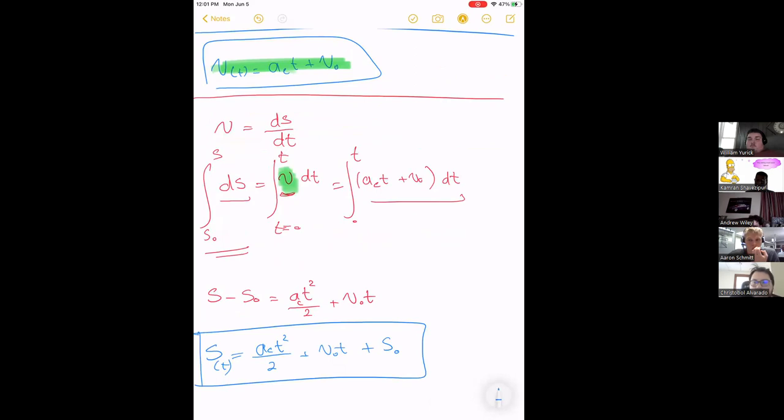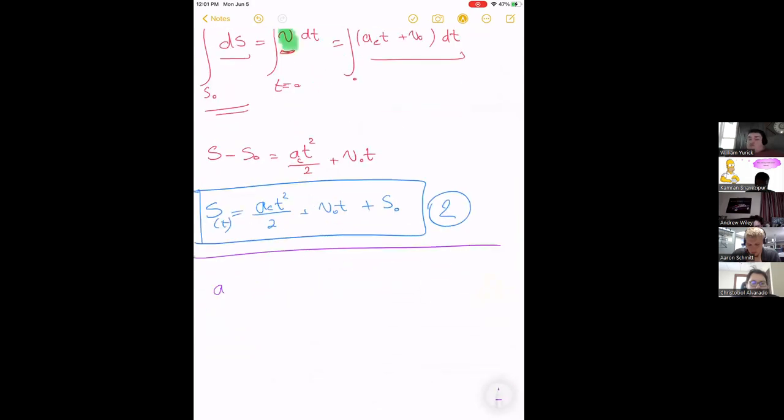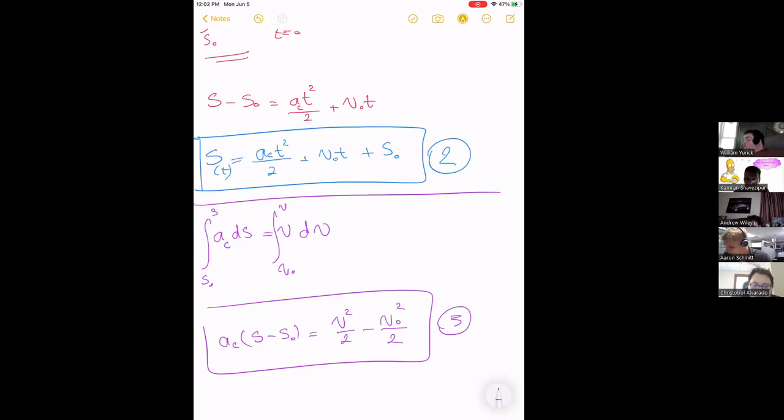For constant acceleration, you have equation number 1 and equation number 2. You remember we developed one more equation where we eliminated time. Now I'm going to use that guy. We had A ds equals V dv, right? If I integrate this from S0 to S, and this is constant, and this goes from V0 to V, then you're going to get A_C (S minus S0) equals V squared by 2 minus V0 squared by 2, equation number 3. So you can use these three equations to solve problems.